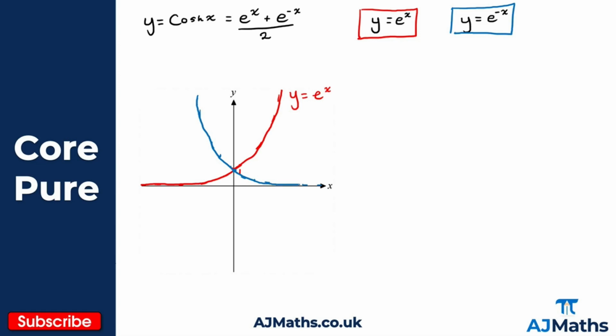We're going to get something that looks like that. Okay, not brilliant, but it's not too bad. So y equals e to the minus x there. So then finally, let's sketch y equals cosh x here in orange.